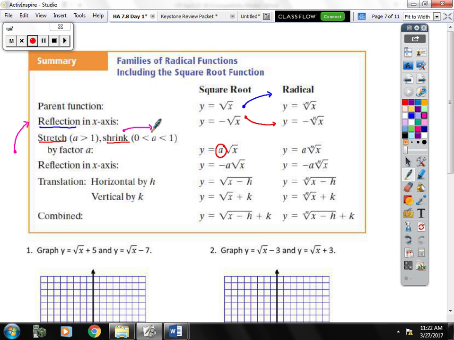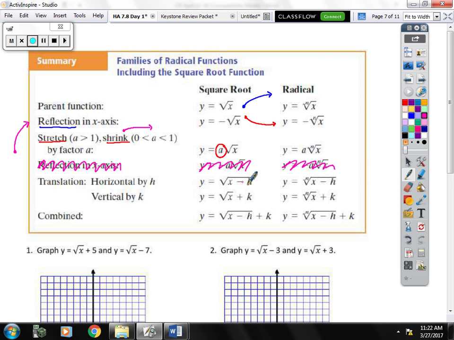Now this one, just get rid of it. The reflection and the x-axis we already have, and they were combining the stretch and the shrink. I'd rather you do those separately. Anyways. And then the big thing is down here, whether you're adding or subtracting inside the radical or outside.